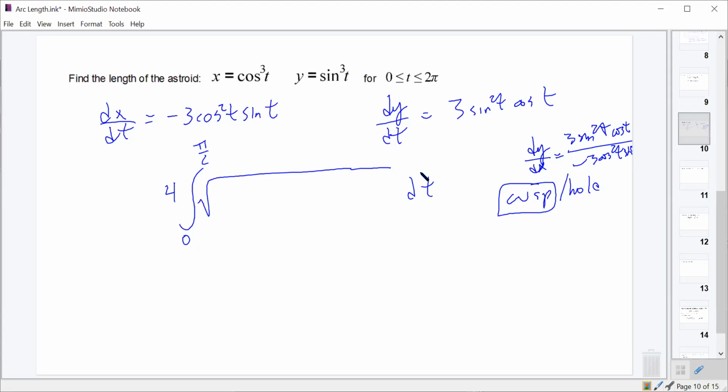And what should we do with this? We should square each of these derivatives. So if we're going to go 0 to pi over 2, that's just between 2 of the cusps, and we're just going to multiply it by 4 because we know what the graph looks like. So dx dt squared should just be 9 cosine to the 4th t sine squared t. And dy dt squared should be 9 sine to the 4th t cosine squared t. Everybody good there?